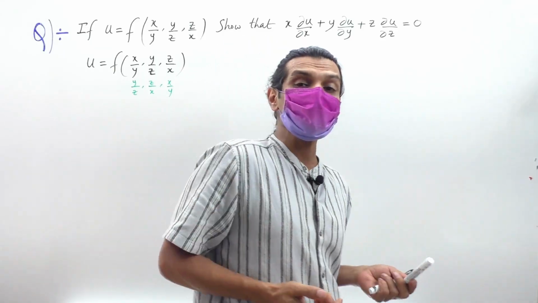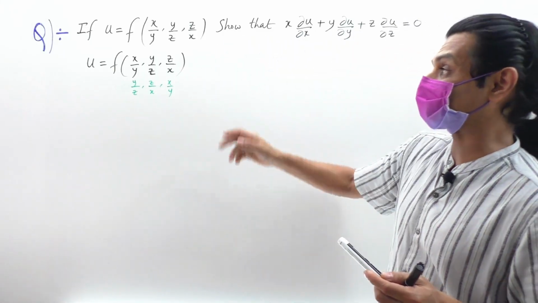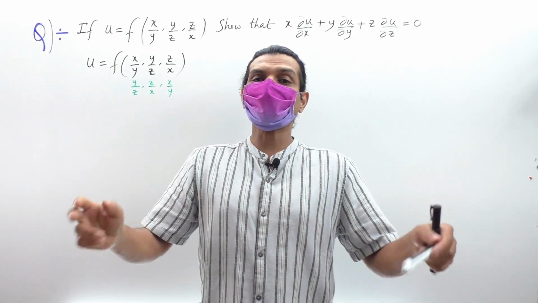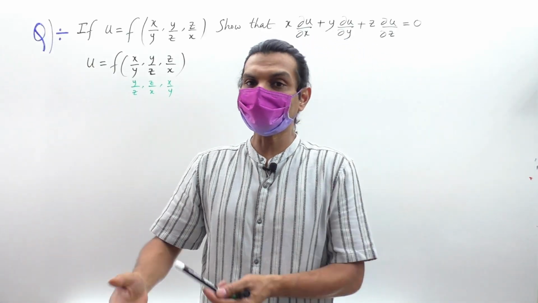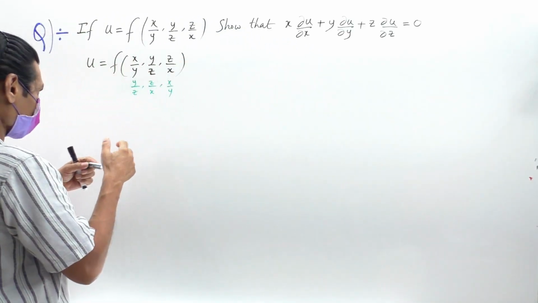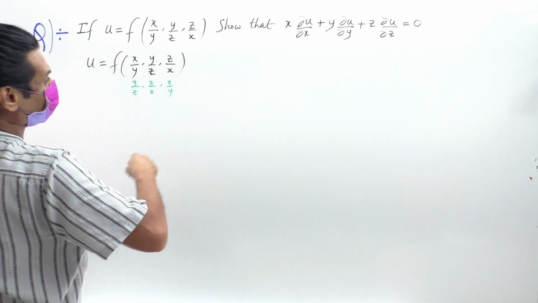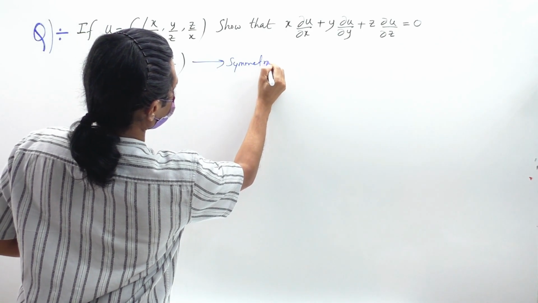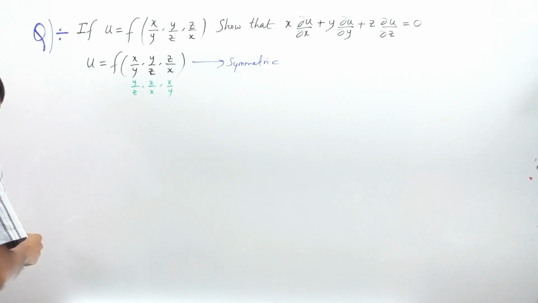The advantage of checking whether it is a symmetric function is that we need to find only one partial derivative, dou u by dou x. We need not find dou u by dou y and dou u by dou z, because obviously x will change to y, y to z, and z to x. That's it. So, we know that this is now a symmetric function.